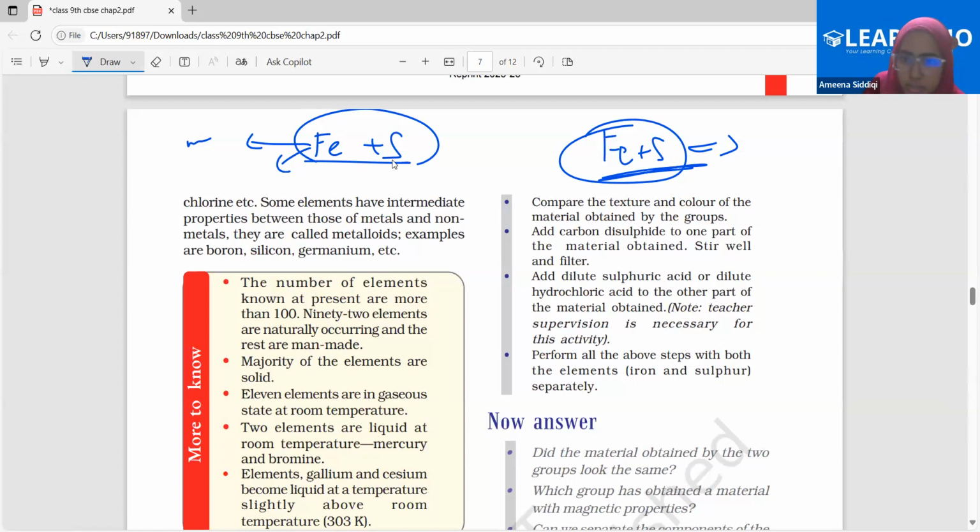Now, color and texture, we can obviously know that it's a compound. It will be completely different. If it's a mixture, it will be somewhat a mixture of both of them. Add carbon disulfide to one part of the material obtained, stir well and filter. Add dilute sulfuric acid or dilute hydrochloric acid to the other part of the material obtained. See, in this case, it will give you completely different results. Why? Because it's a compound. So it will react with these as a compound.